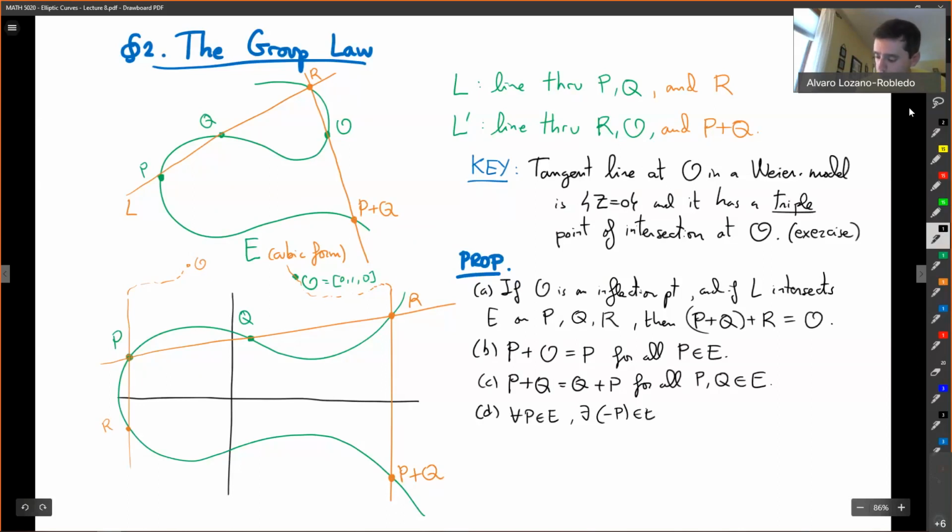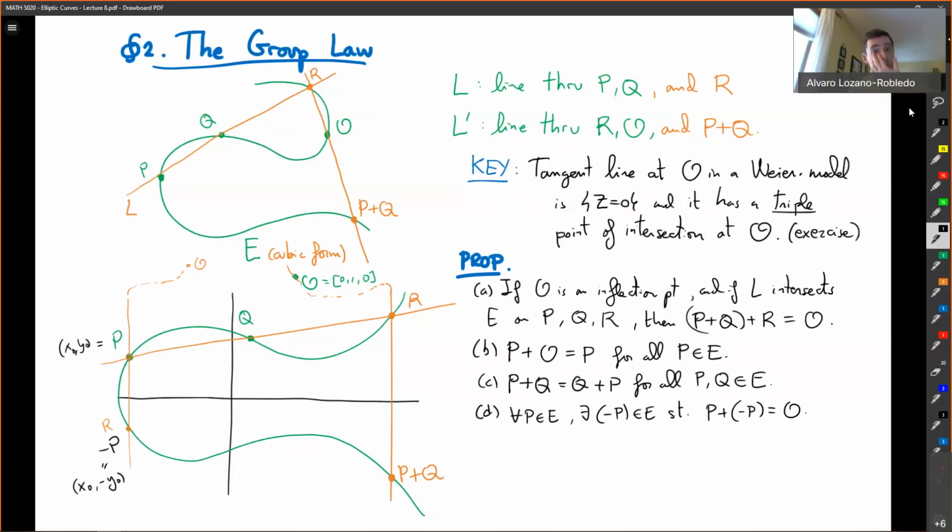D: for all P on E, there is a point that we call minus P on E such that P plus minus P is O. In the case of short Weierstrass forms, if P is (x0, y0), then minus P is (x0, minus y0). That will be minus P, because P plus minus P will give you the point at infinity.